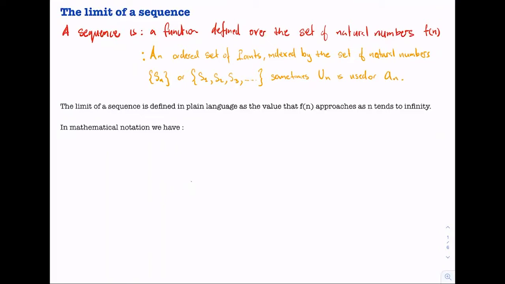Or we can write out the terms somewhat individually as S1, S2, S3, all the way up to some stopping point, but the sequence usually continues on to infinity. So here we're looking at infinite sequences, of course. Sometimes we use the notation U sub n or A sub n.